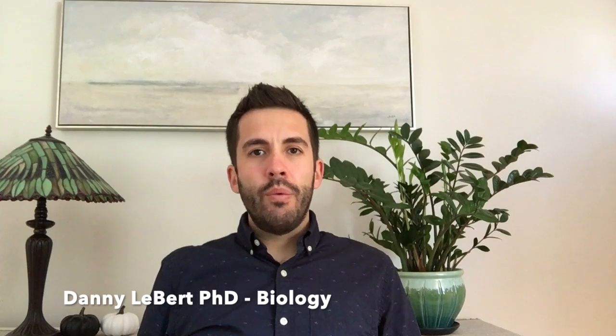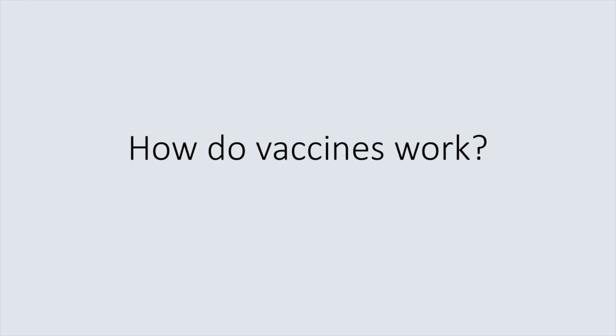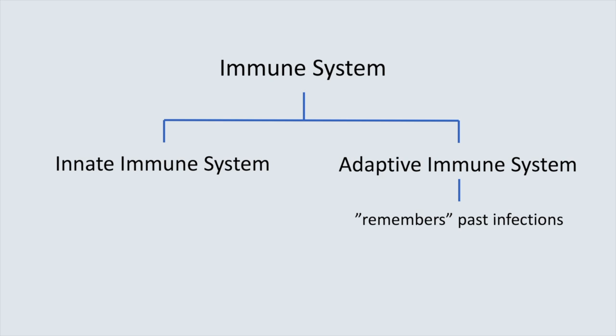This is going to be the first installment in a series of videos in which we here at Shenandoah University try to provide some information regarding SARS-CoV-2, the virus behind the disease COVID-19. So we're going to start out with the idea of how do vaccines work. We need to first understand the immune system.